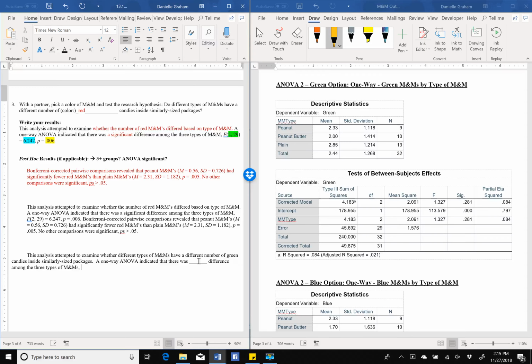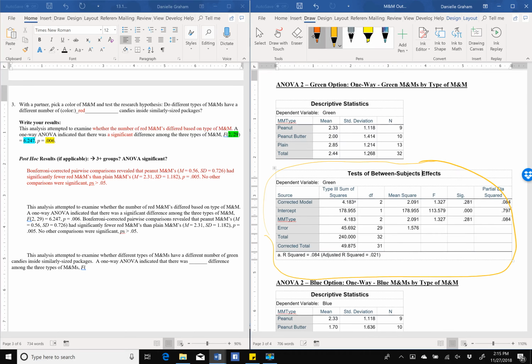Okay. So now we come back and we want to take, so we have F, and then our degrees of freedom goes in the box. Looking back over here at our test of between subjects effects is where we find this information. So we're looking at this table. And we specifically want to come down to this row that is our independent variable and this row that is our error. So we need these two numbers and these two numbers, right? Because we want to follow this one along.